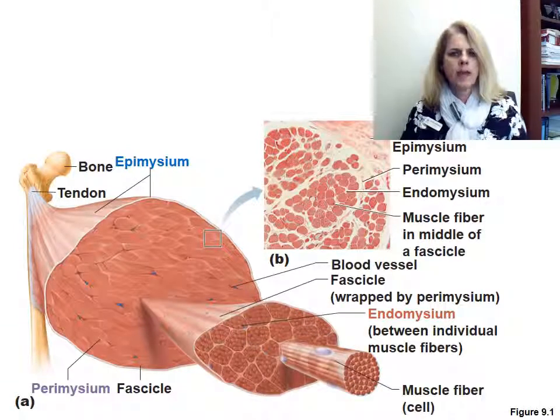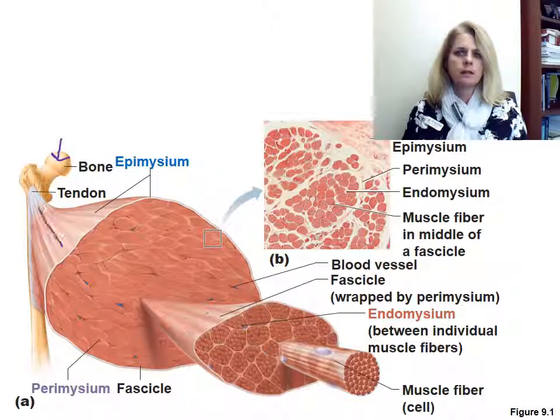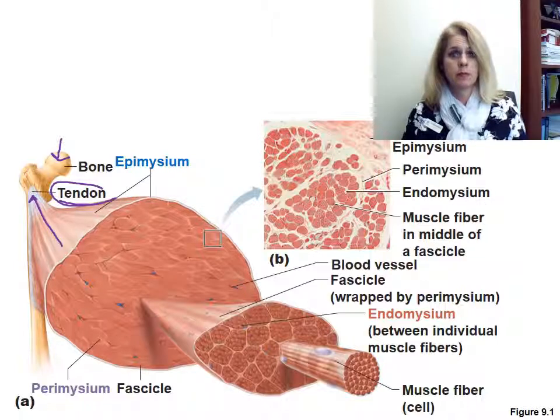Okay, so let's talk about the anatomy of what a muscle looks like. And this is the femur. You should remember that from your last unit. And you can see that the muscles will attach to the bone using a tendon. And there's some other connections as well, but in this example, you have a tendon. Remember, ligaments connect bone to bone, and tendons connect muscle to bone. So we have a tendon, and this whole thing is a muscle.